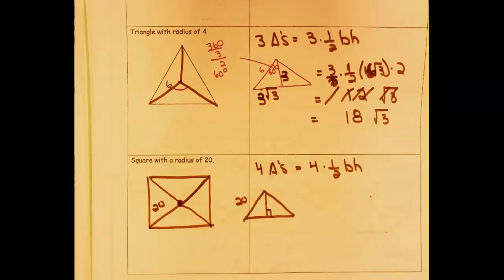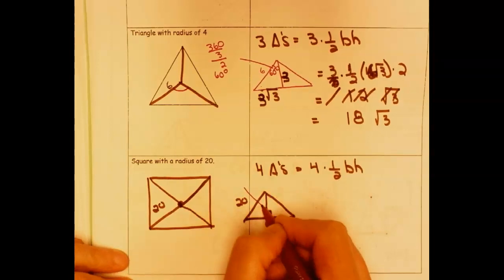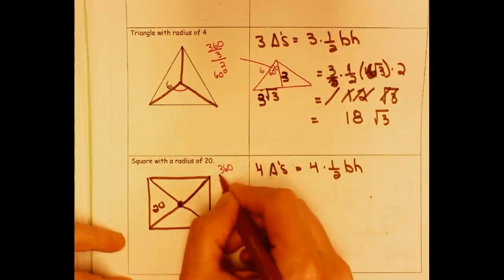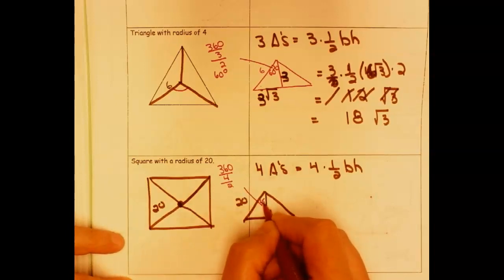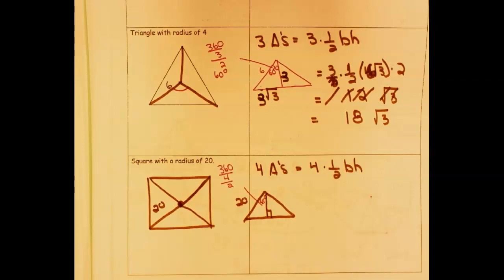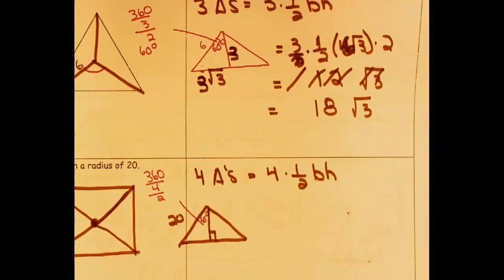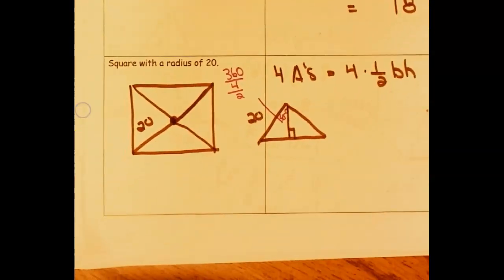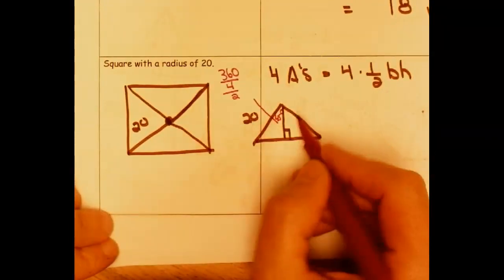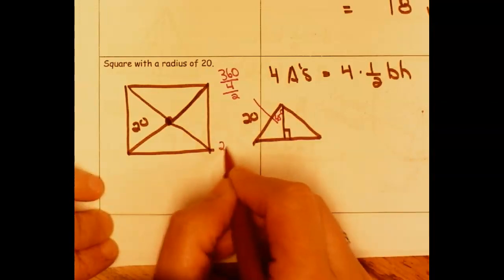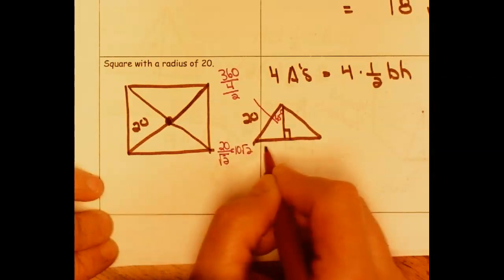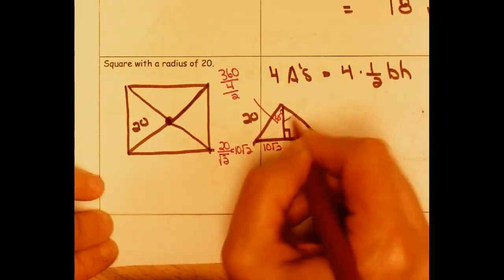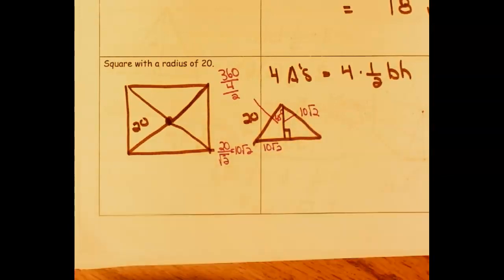So just like we did on the ones above, we have to go figure out what this angle is. We are doing 360 divided by 4, but then again I have to cut it in half. That means this is a 45-degree angle. Let me zoom in for us. So I'm going from the hypotenuse back to these legs. 20 divided by radical 2 gives me 10 radical 2. And this is a 10 radical 2.